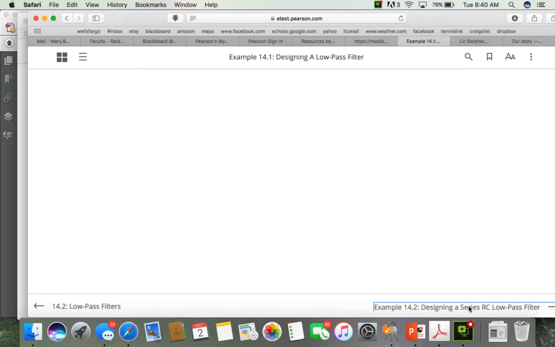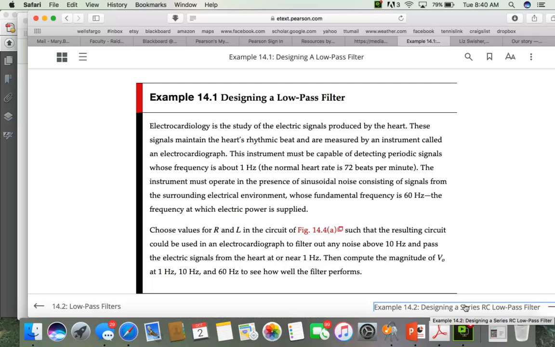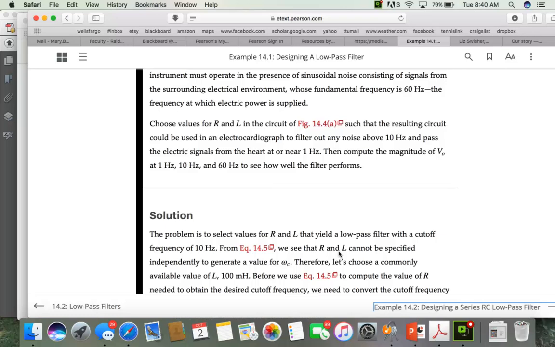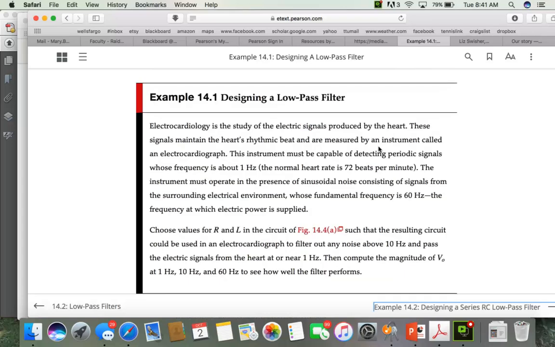So in fact, in your textbook, there is a little bit of a design problem. It's talking about electrocardiography or ECG. In an ECG, your normal heartbeat is about 72 beats a minute. That means you're detecting the signal that occurs about once a second, which would be a frequency of 1 hertz. So in this problem, you're asked to choose values for R and L, where you could filter out any noise that occurs above 10 hertz.